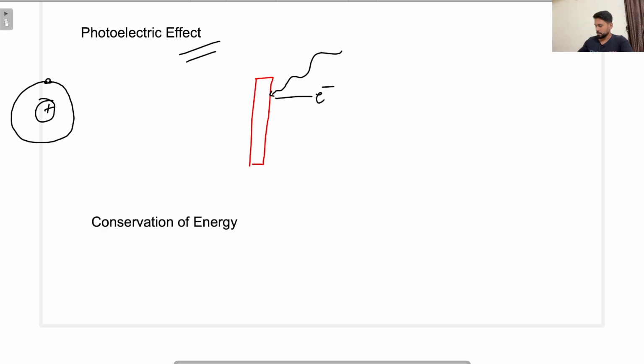We know that light carries energy, and that energy is E equals hf. Here h is Planck's constant and f is the frequency of light. This is the energy carried by the light.